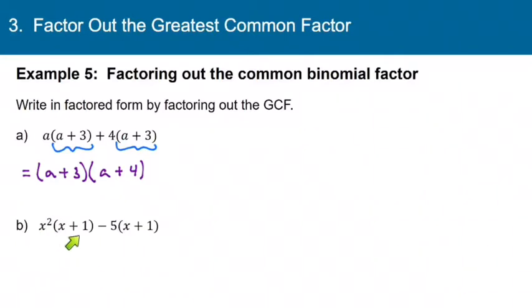And let's try it again on part B. Here we have x squared times (x plus 1) minus 5 times (x plus 1). So notice that both terms contain a factor of x plus 1. So we will factor out the common factor, which is x plus 1, and then in parentheses we'll have x squared minus 5. So you can see that (x plus 1) times x squared would make this first group, and (x plus 1) times minus 5 would make this second group.